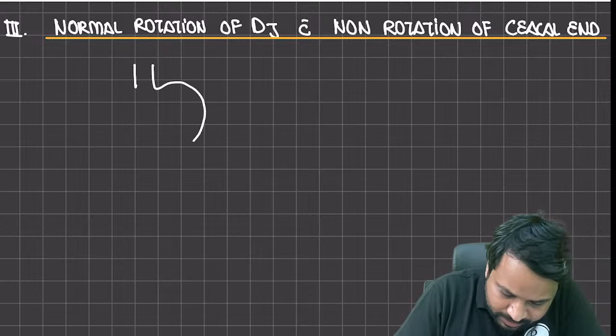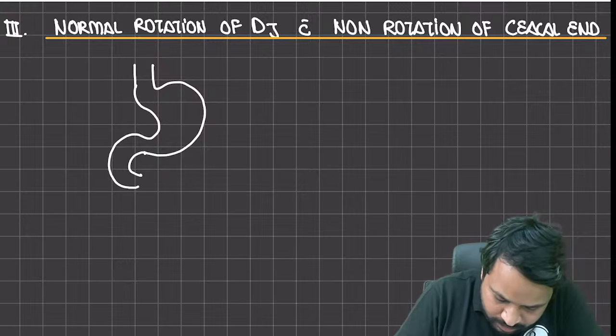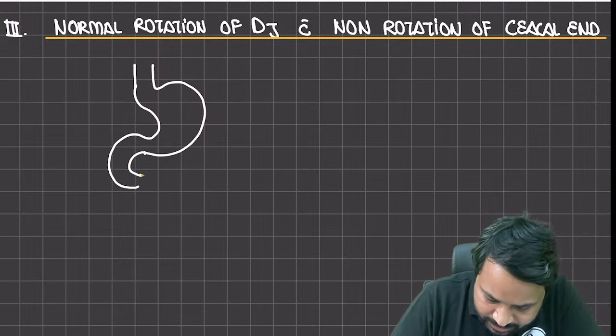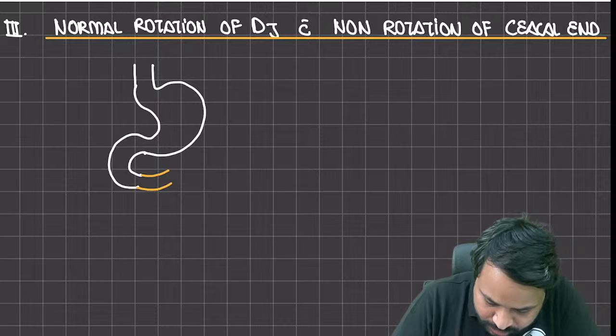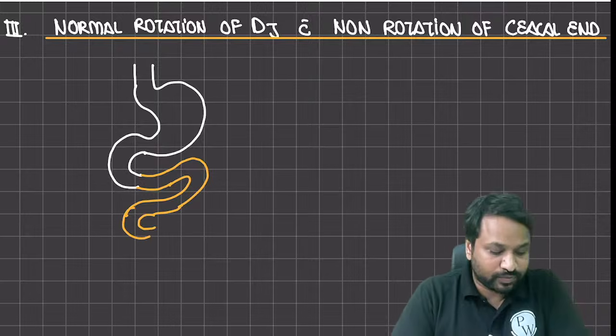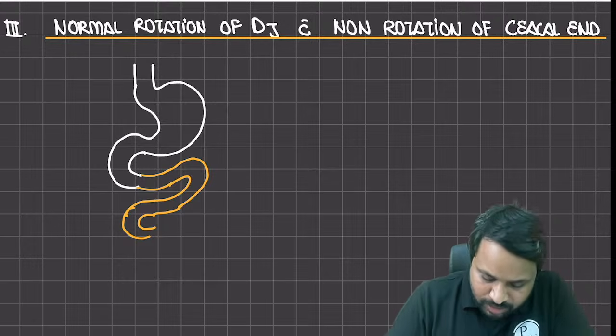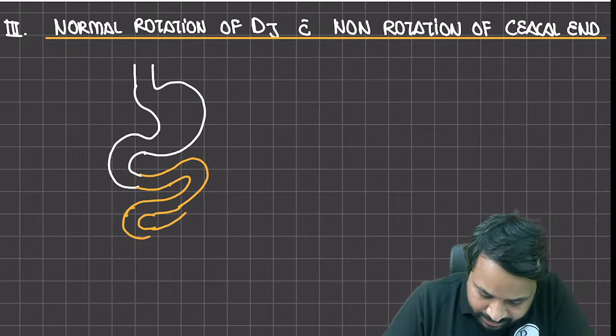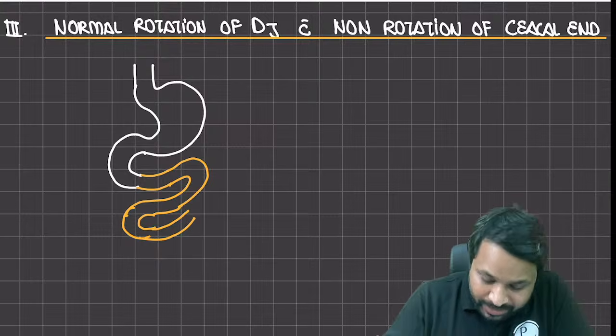Esophagus is here, stomach is here. They have no problem. This is the proximal duodenum. This end is the distal duodenum with the jejunal component. So you see the bowel loops which are present here are in their normal component, but there is non-rotation of the cecum, right? Now, because the cecum is non-rotated, you will see the cecum lies in its basic position.